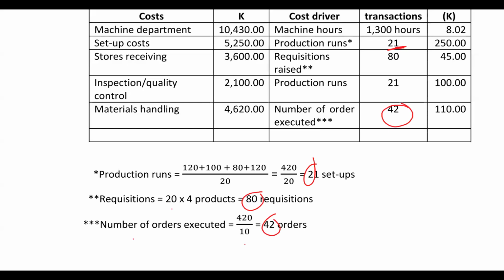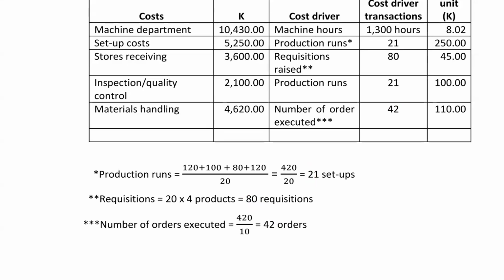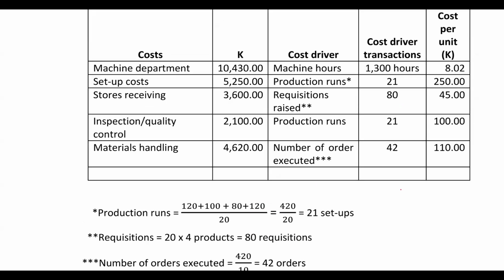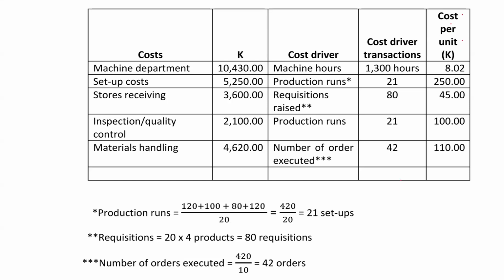Okay. So we have found the costs, basically the number of transactions. What do you need next? You need to find now a cost per unit. Get what I mean? Since we want to allocate these costs to specific products, and there are different numbers of units for each product, let's find the cost per unit. How do we find the cost per unit?